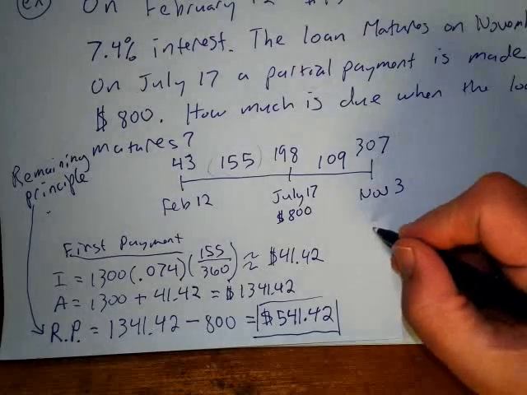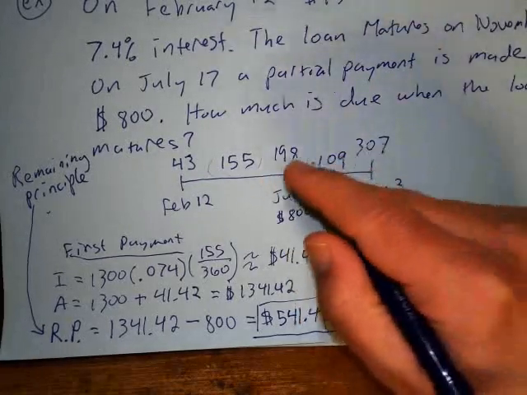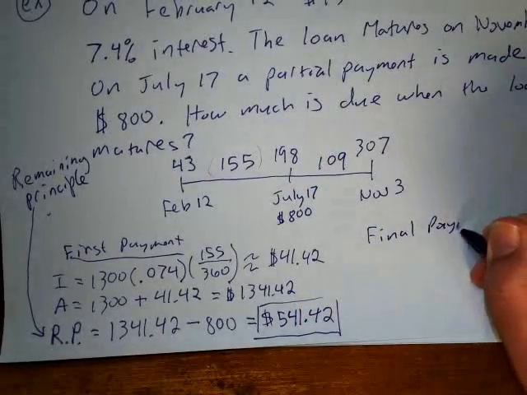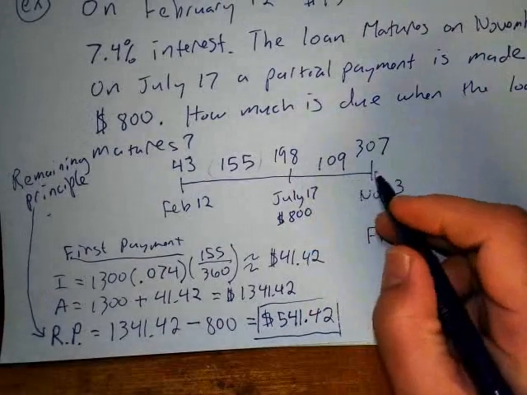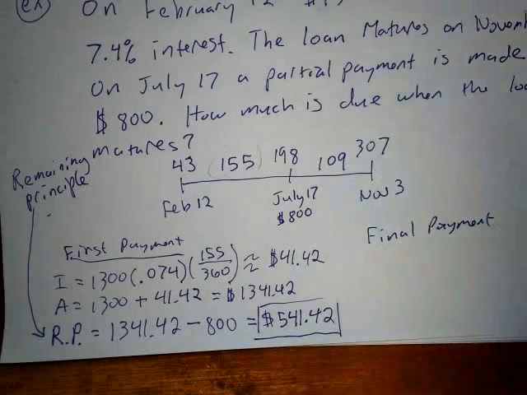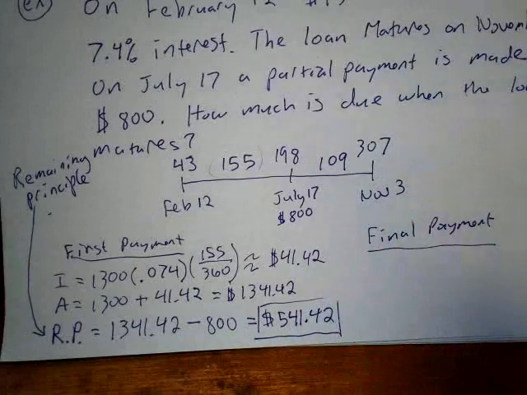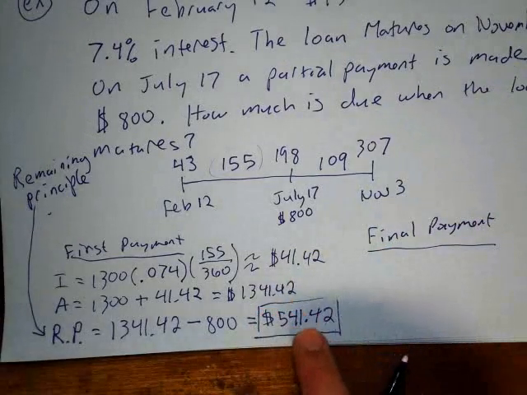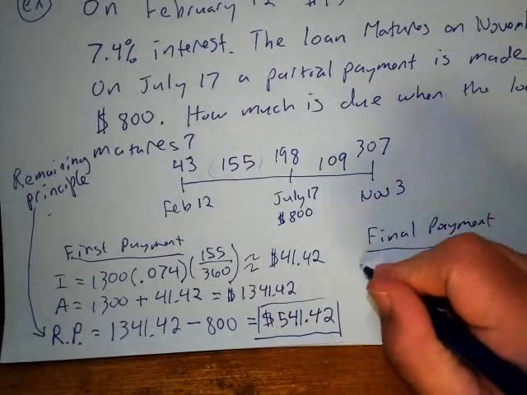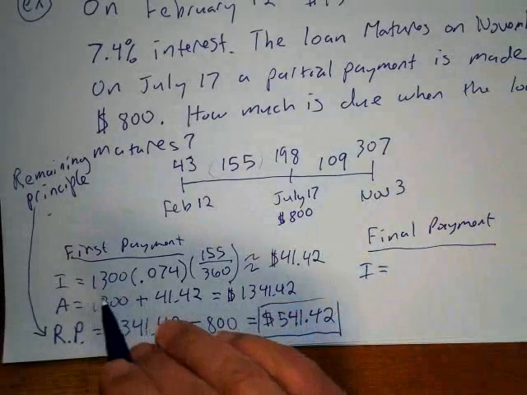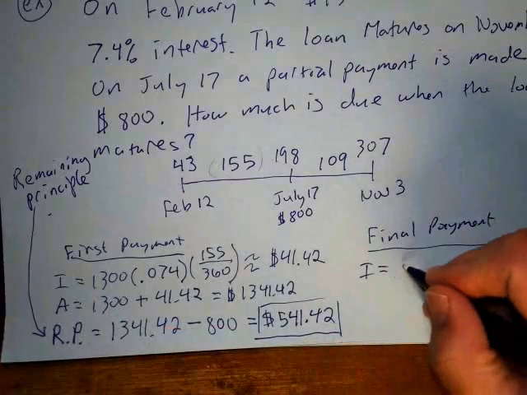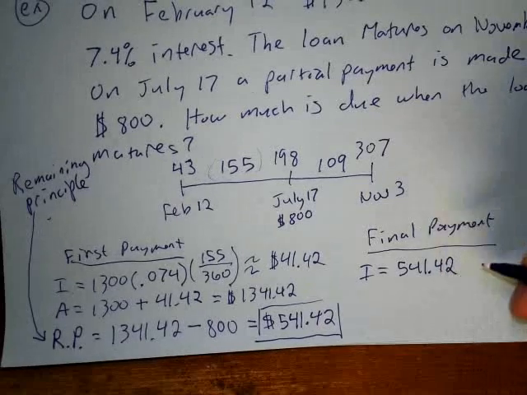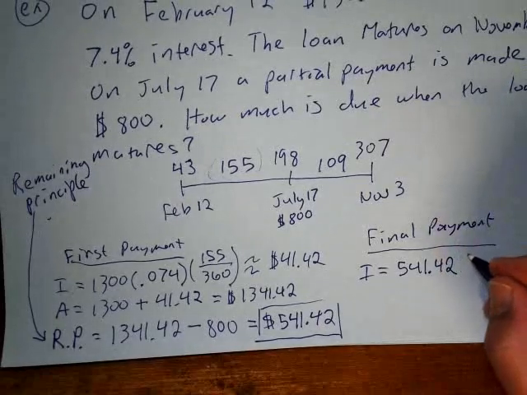So the point is, when I go into this final period, I'm going to call that the final payment. During the second half of the loan, the lending institution can only charge me interest over what remains on the loan, and what remains is this amount right here. So when I go to calculate the interest this time, I'm not going to use the full amount. I'm going to use $541.42.